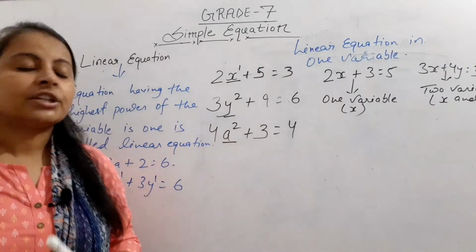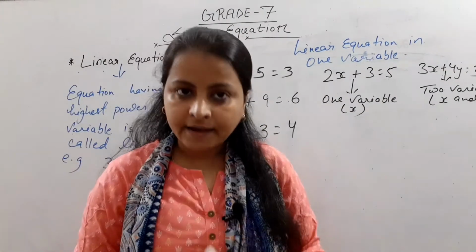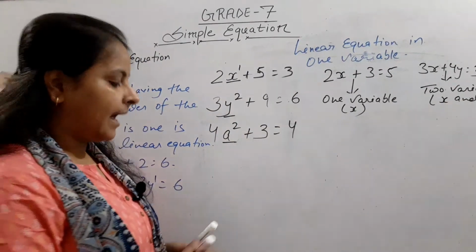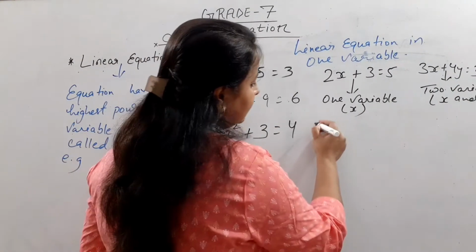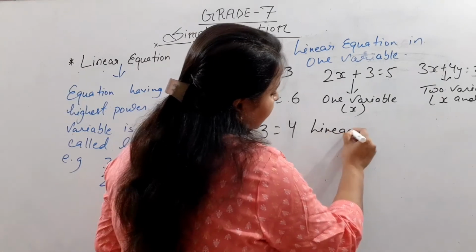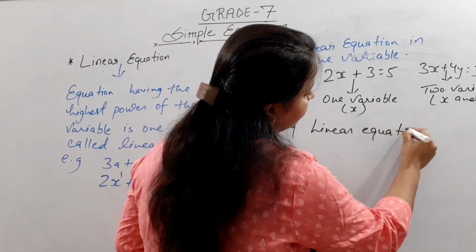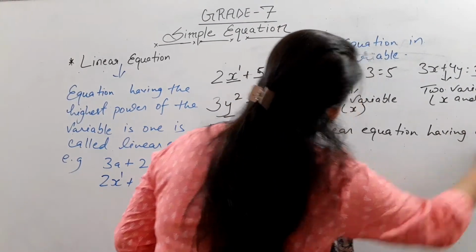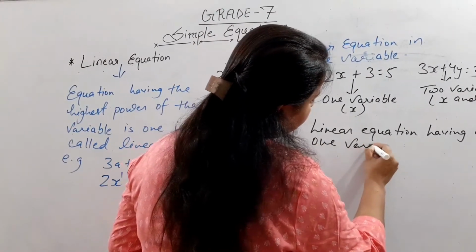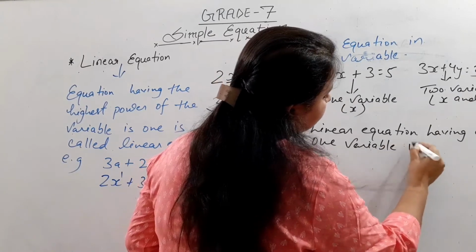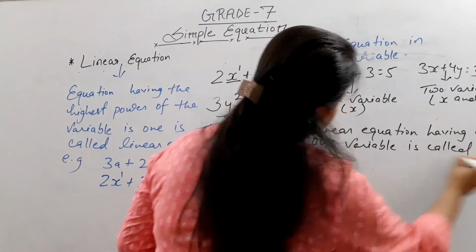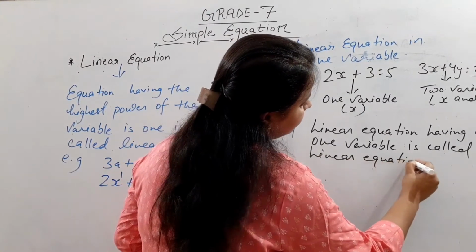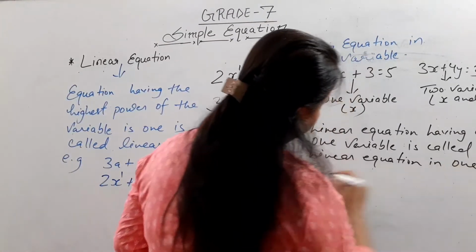Students, the linear equation having one variable is called linear equation in one variable. Linear equation having only one variable is called linear equation in one variable.